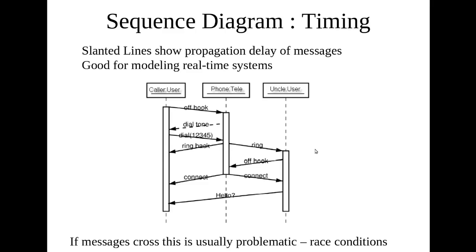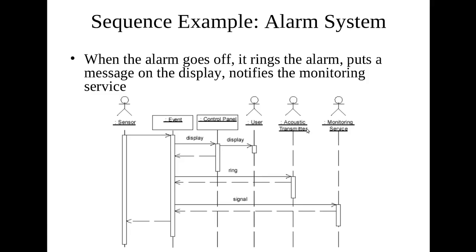So here we have to understand that if there is a little delay in the delivery of your message or whatever, then you can show it with a slanted line. Okay.